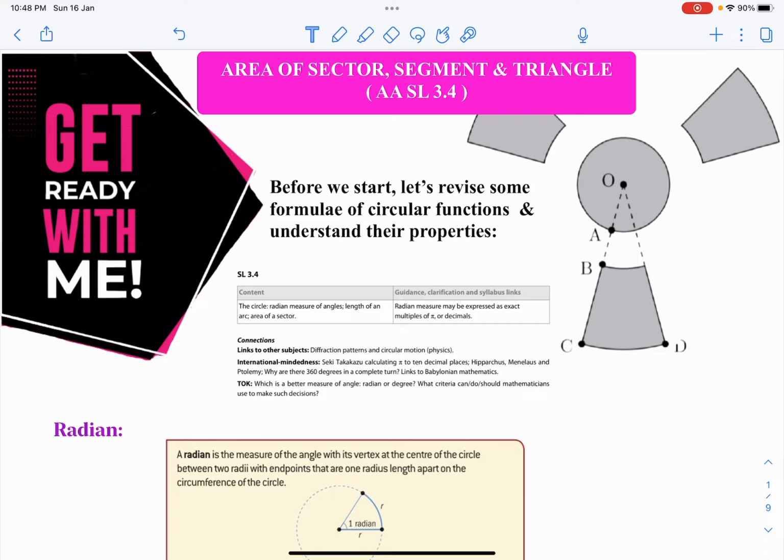Now look here. This is the section you have now, and I'm going to explain this question also. Anyway, before we start, let us revise some formulas of circular functions and understand their properties.